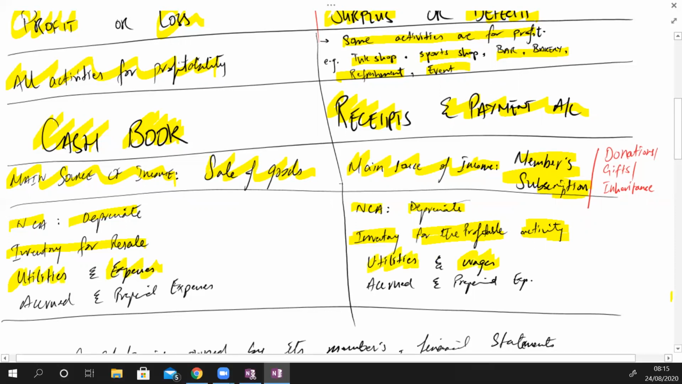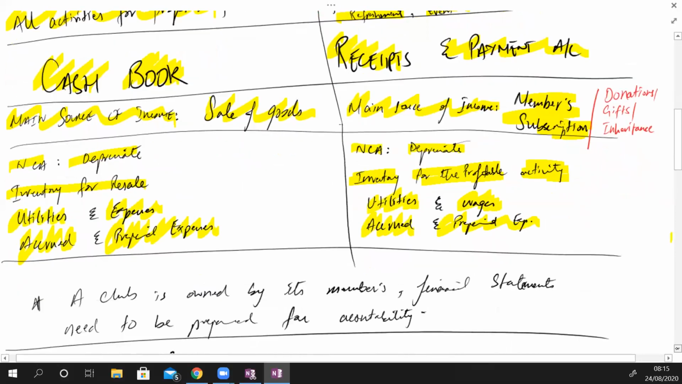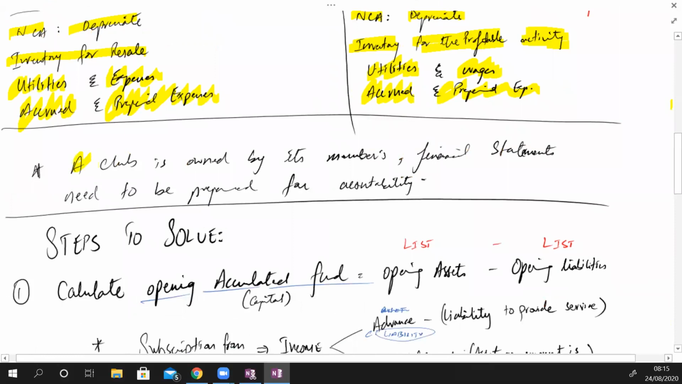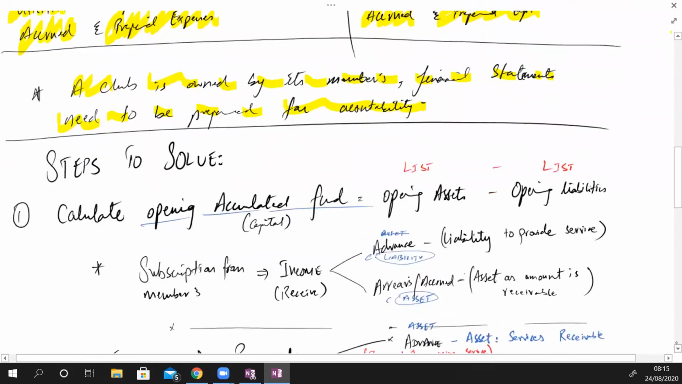Club business pays for utilities and expenses. The club also pays for utilities and expenses. Within a business, there are accrued and prepaid expenses. Within a club, there are also accrued and prepaid expenses. Okay. A club is owned by its members. Financial statements need to be prepared for accountability. Okay. So now we discussed the steps to solve a particular club accounts question.